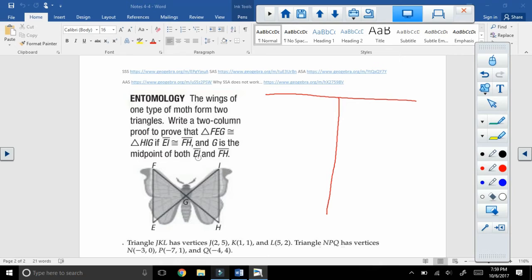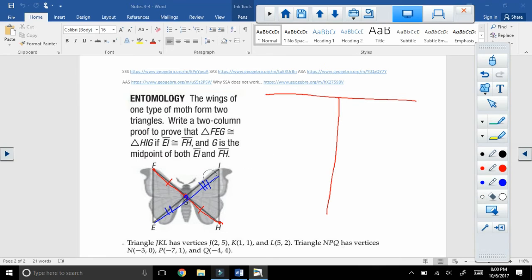So I'm looking at this, and I know that G is the midpoint of both of those. So I can do some work here to say that, well, if this is the midpoint of those, I can say two different things actually. Since G is the midpoint of FH, I know that those parts are congruent. And also, since G is the midpoint of EI, I know that these two parts are congruent.